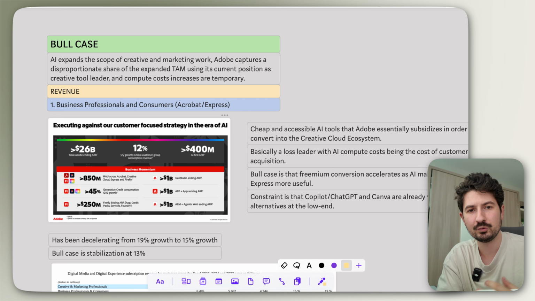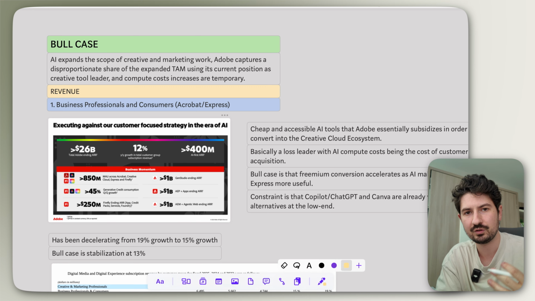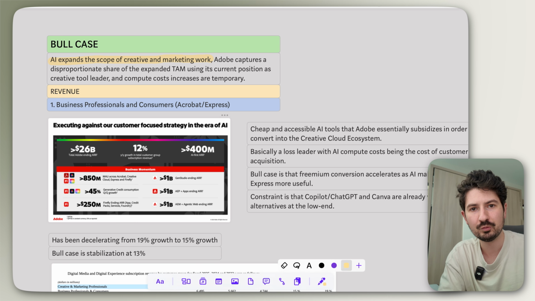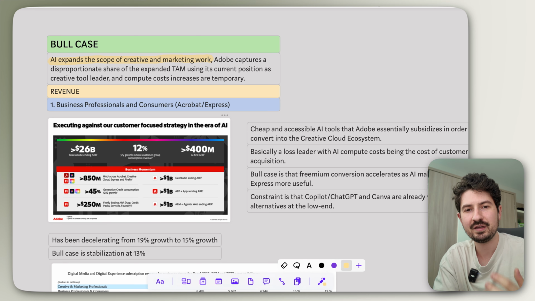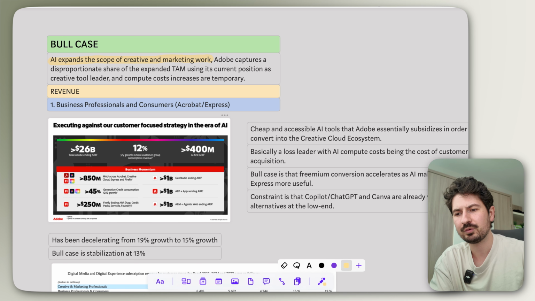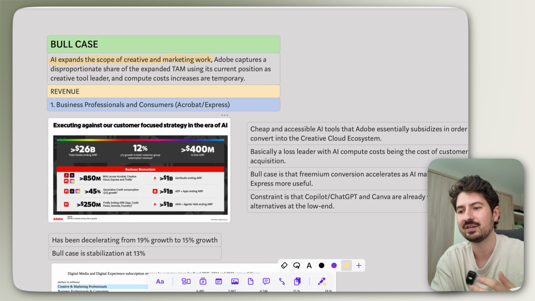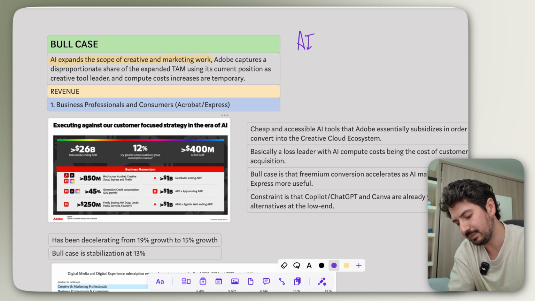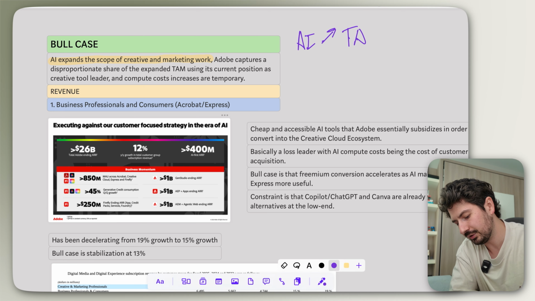And then the AI bull case for me really comes down to 3 points. The first is that AI expands the scope of creative work. It is a behavior-changing technology that allows us to be more creative. Professionals are creating more art, individuals are creating more things, and businesses are creating more assets for their advertising campaigns. This would be AI expanding the TAM, total addressable market.